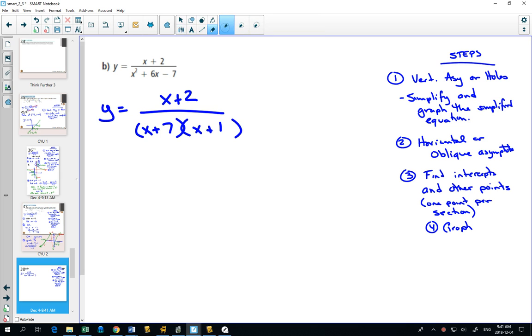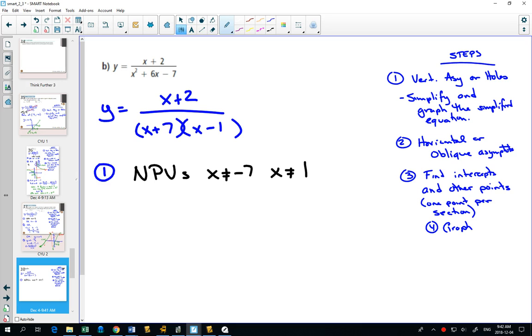Wow, and we make a mistake. x plus 7, x minus 1. So nothing cancels out. Step 1, our non-permissible values: x can't equal -7 and x can't equal 1. Will we have holes or vertical asymptotes? Nothing cancels out, so x equals -7 and x equals 1 are going to be vertical asymptotes.